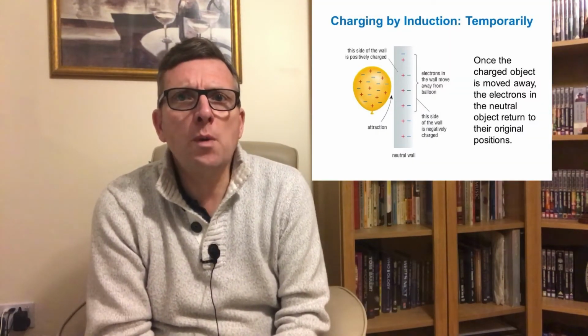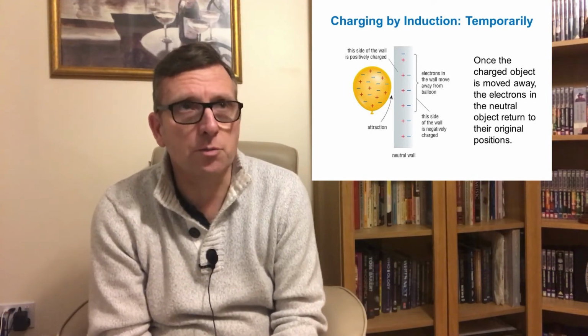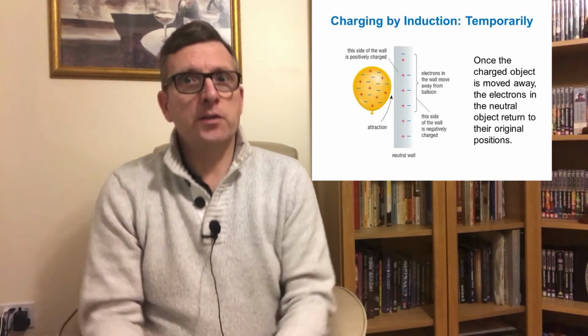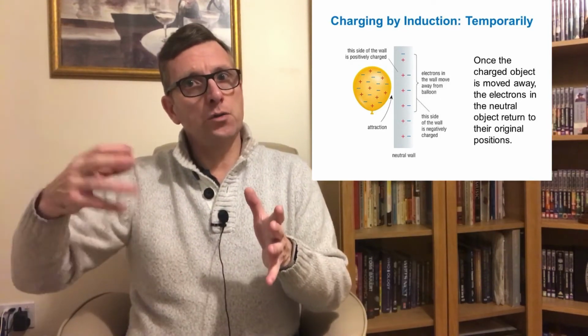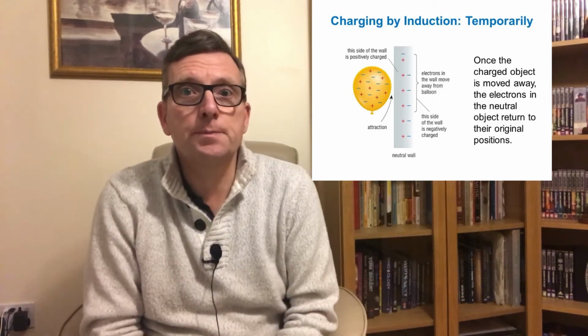A charged object next to a neutral one will repel or attract electrons in that object, depending on the charge of the first object. This in turn creates an opposite charge on the surface of the neutral object, which then means that the two objects attract each other. They have opposite charges. Quick word now about conductors and insulators.